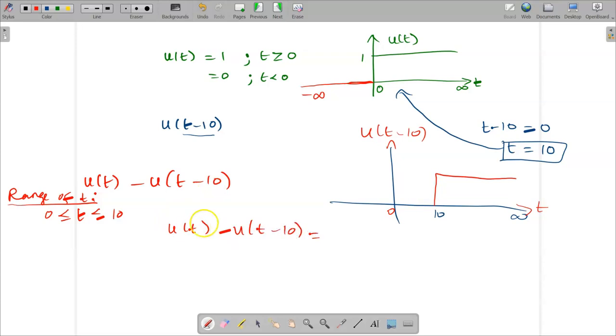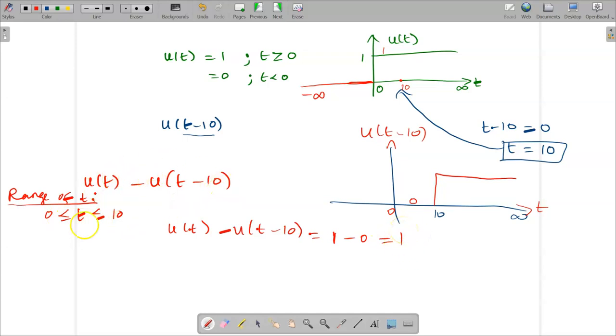What is the u of t value for 0 to 10? So this is u of t, and somewhere here you will get 10. For 0 to 10 the value is going to be 1, so let me substitute it as 1. What is the u of t minus 10 value for 0 to 10? The value is 0, so you have to substitute 0. So 1 minus 0 is nothing but 1. So for 0 to 10 the value of this signal is 1.